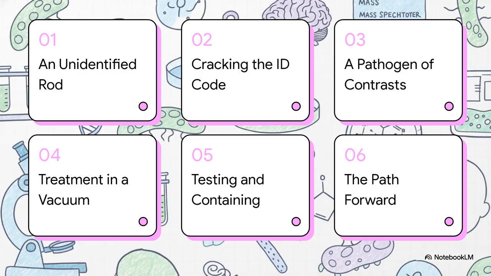So here's our game plan. We're going to follow the entire discovery process for this organism. We'll start with that really confusing gram stain, then we'll move into how we actually identify it and explore its completely different clinical presentations. From there, we'll get into the really practical stuff, the challenges of treatment, susceptibility testing, and infection control. And finally, we'll look at what's next.